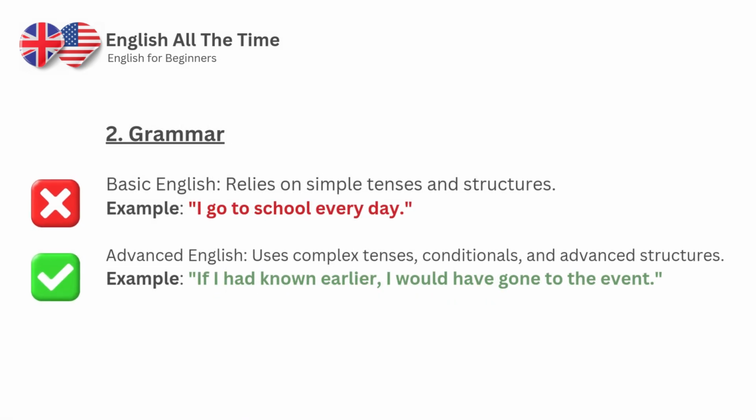2. Grammar. Basic English relies on simple tenses and structures. Example: I go to school every day. Advanced English uses complex tenses, conditionals, and advanced structures. Example: If I had known earlier, I would have gone to the event.